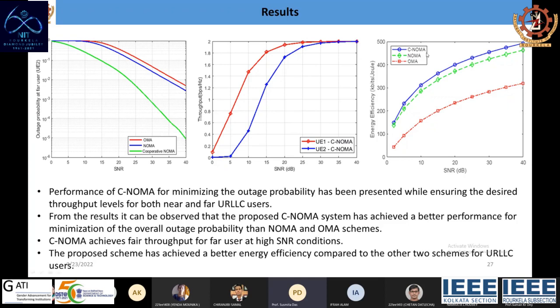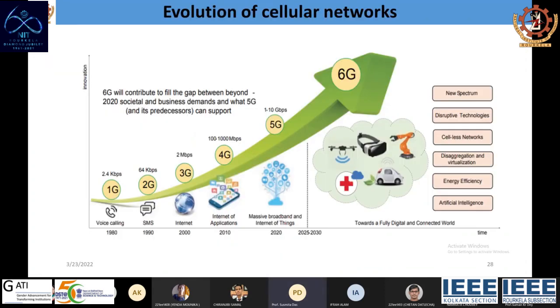Okay, this is the cooperative NOMA, the proposed scheme. It has a fair throughput, at least at higher SNR conditions. It also achieves better energy efficiency compared to the other schemes. Now coming to the conclusion. I'm coming to almost the end of my lecture, and I'll conclude with this one or two slides, of course.